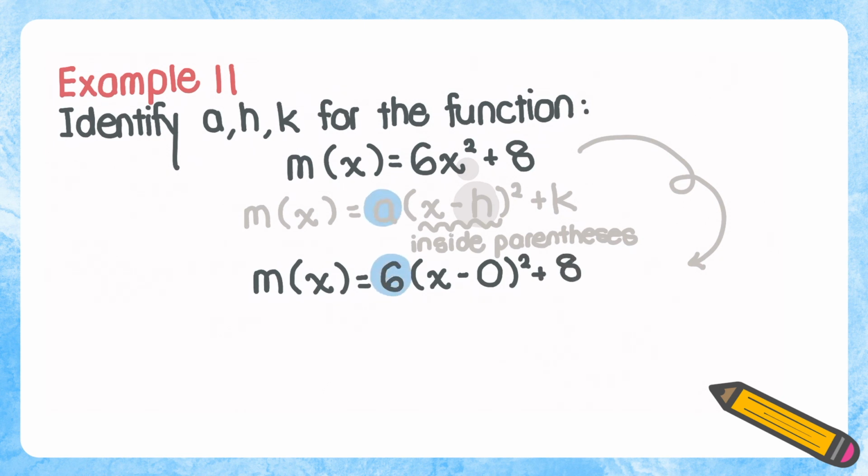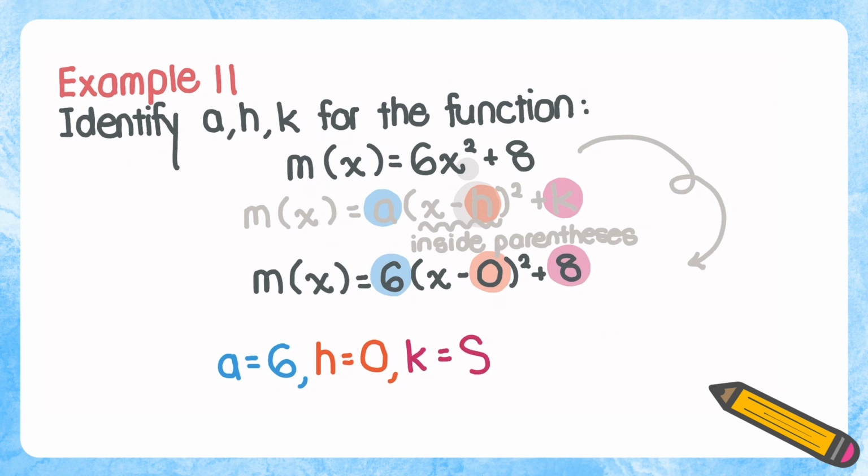A is replaced by 6, so a equals 6. We rewrote the function, so we know that h equals 0. And k is replaced by 8, so k equals 8. So a equals 6, h equals 0, k equals 8. So for h and k, if you see emptiness, think of 0.